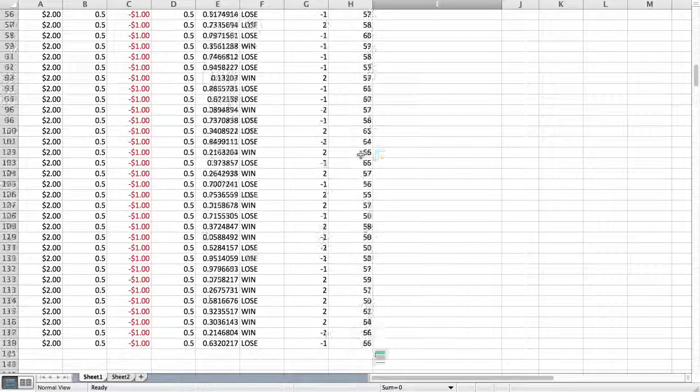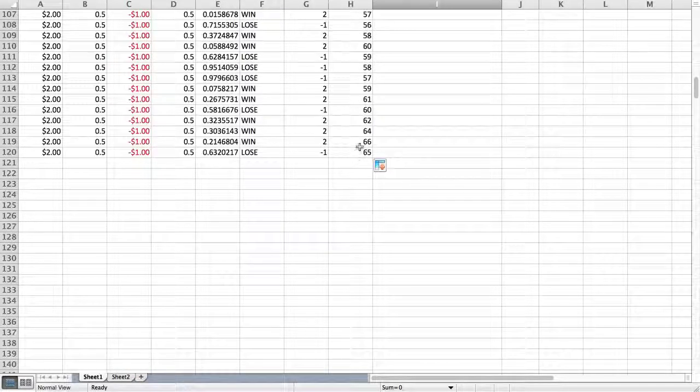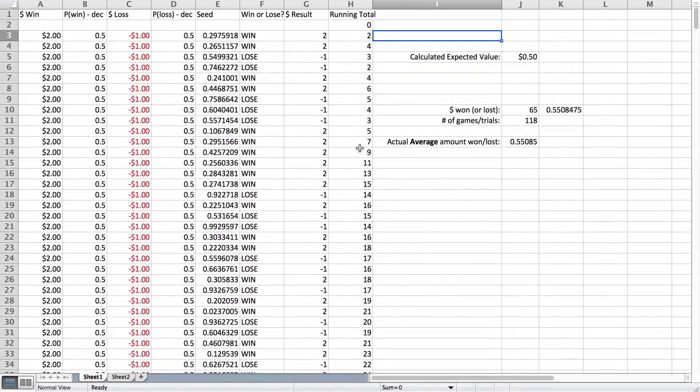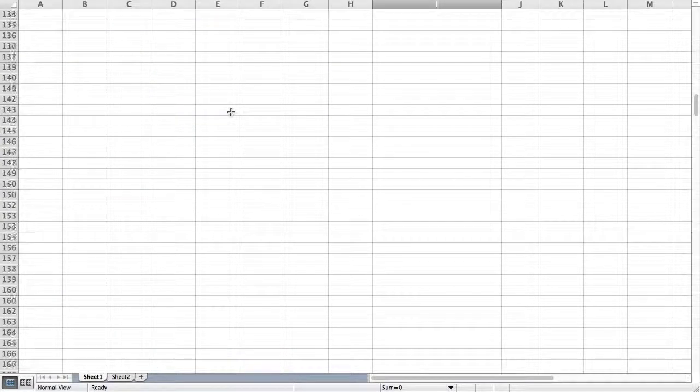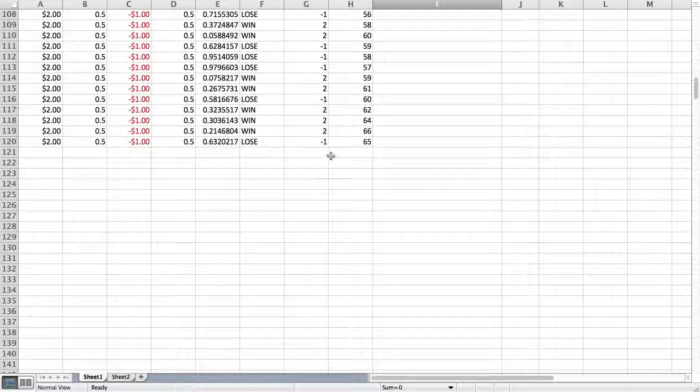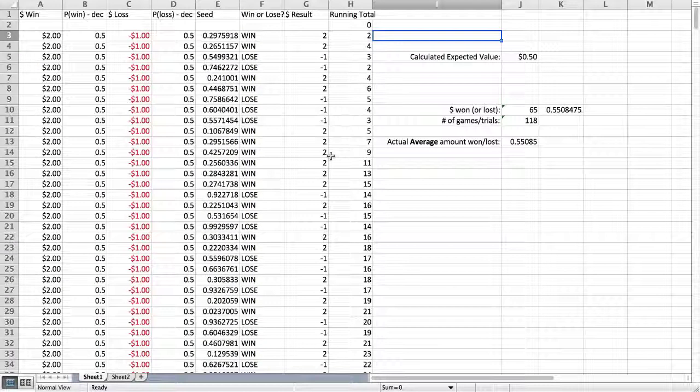Okay. By the time we get to the bottom, we have gained $65. We've done that over, we started at row 3 and we went to row 120. So that's about 117 games we played, 117 flips of the coin. Out of that, we ended up winning 65 times. Well, there's our number of games, over 118 games. So the average amount that we won or lost is about 55 cents per game. So we ended up about $65 up. We're winning about 50 cents a game.